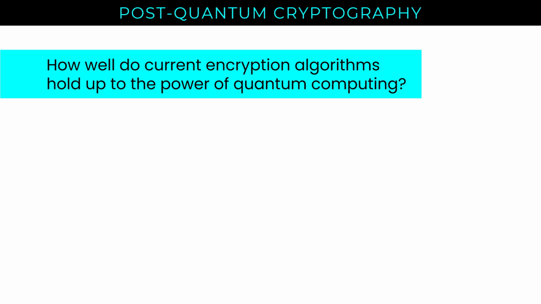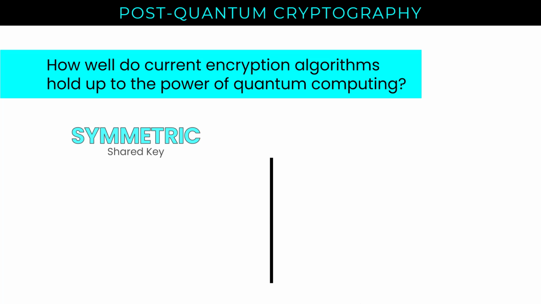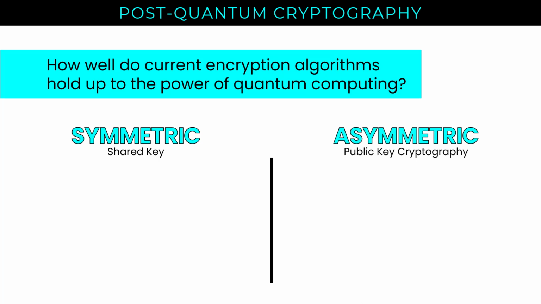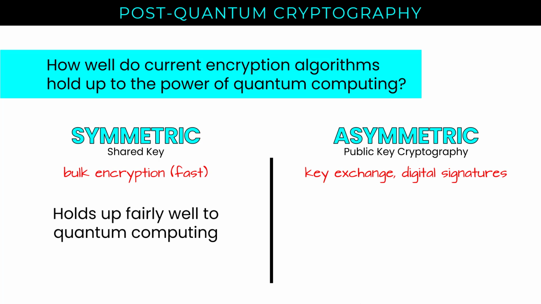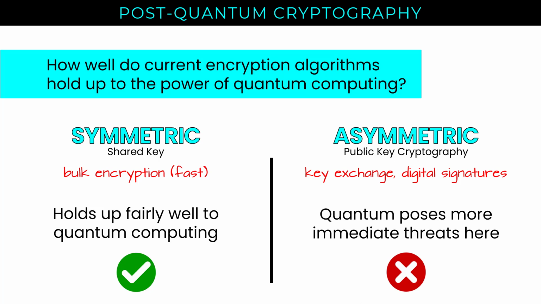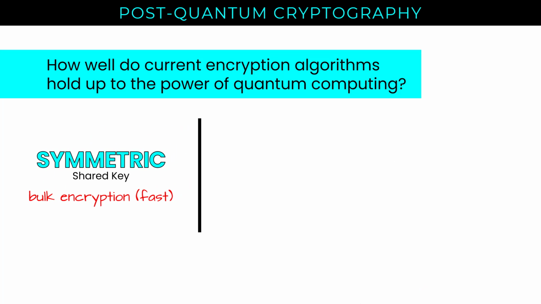But moving forward, how well do current encryption algorithms hold up to the power of quantum computing? So let's take our two major types here: symmetric, which is shared key cryptography, and then asymmetric or public key. So symmetric, the shared key, is what we use for bulk encryption of data, and asymmetric has uses like key exchange and digital signatures. So symmetric holds up fairly well to quantum computing, and we'll explore that more in just a moment. Where quantum poses more immediate threats to asymmetric. So let's unpack symmetric first.